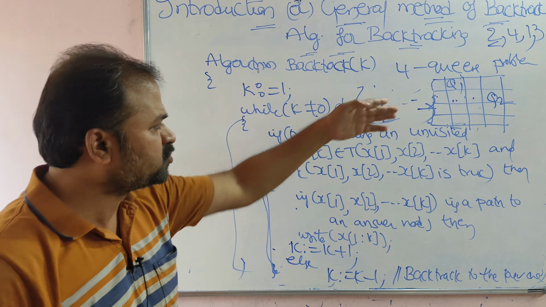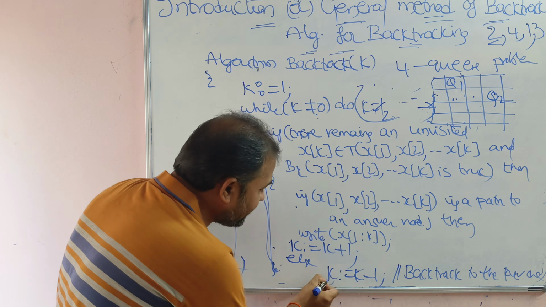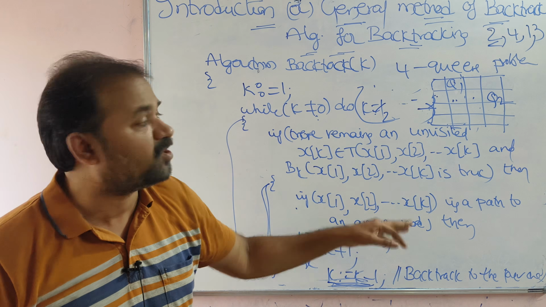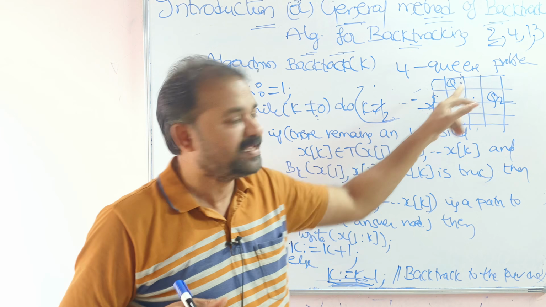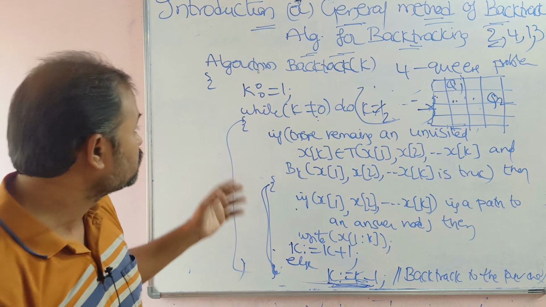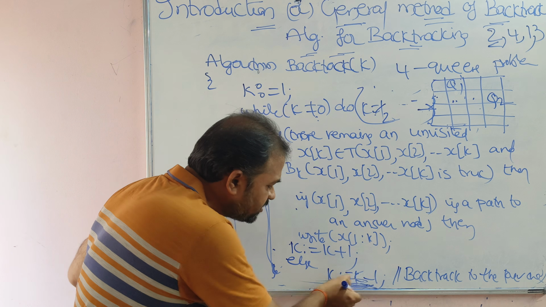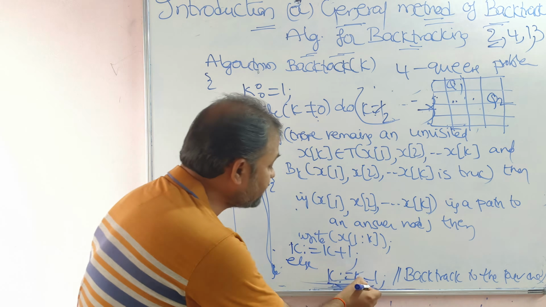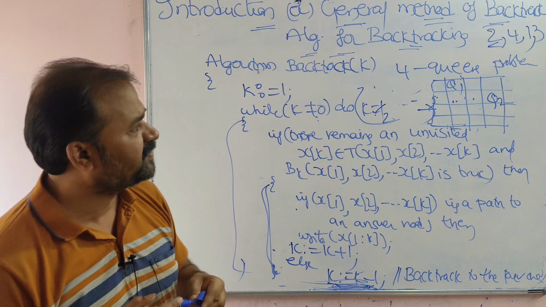Likewise, 2, 4, 1, 3 is the solution. Here, if there is any backtracking, then the statement k equals k minus 1 will be executed. What is the previous value of k? 2. So if there is backtracking in the second row, then that value will be decremented by 1 with the help of this statement. So this is about the algorithm for backtracking. When we need to perform any backtracking, this statement will be executed. So this is about the introduction or general method of backtracking, as well as the algorithm for backtracking.